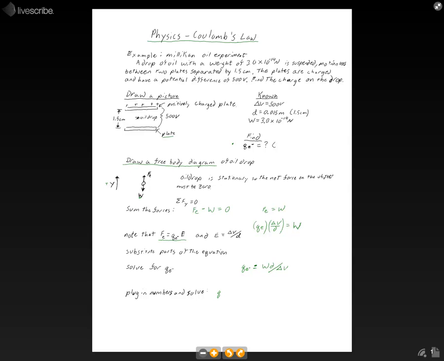So you end up with Q sub E is equal to your weight, which is 3 times 10 to the negative 14th newtons, times distance, 0.015 meters, and then that is divided by your delta V of 500 volts. When you plug it in and multiply this out, you end up with 9 times 10 to the negative 19th coulombs is equal to Q sub E.